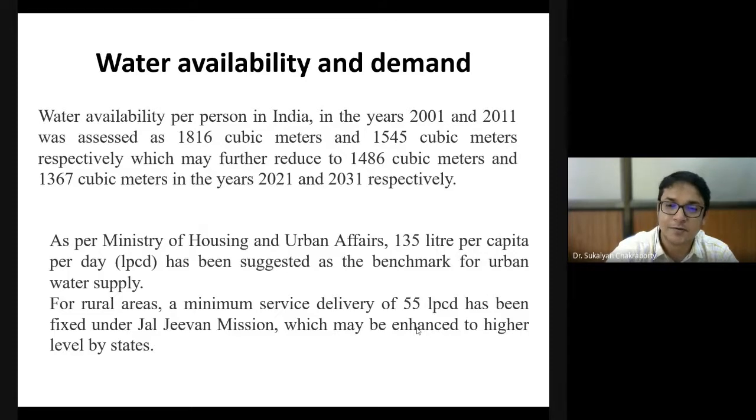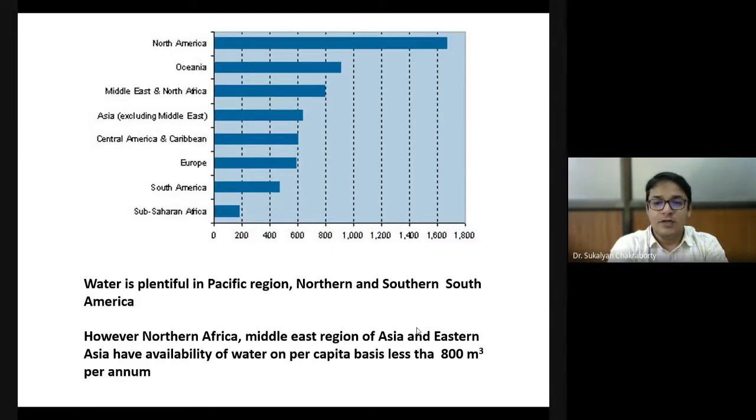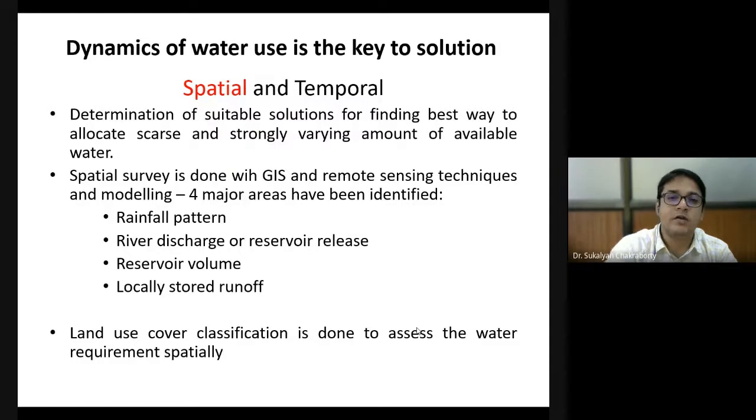Yeah, got it. And this is the pattern of the water resources of the world. The maximum is in North America and Oceania, Asia is in between, and the sub-Saharan African countries have the least amount of water available. So the dynamics of water use is the key to the solution. That means we need to know how much is utilized so that we can plan and take management steps to conserve the water resources.